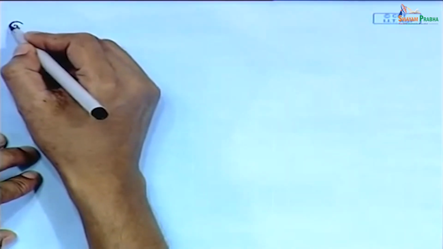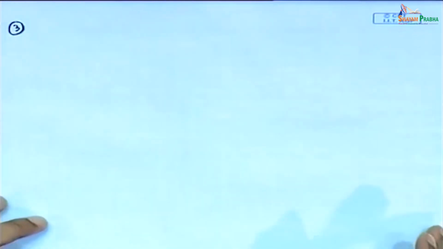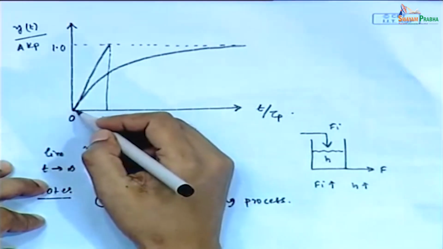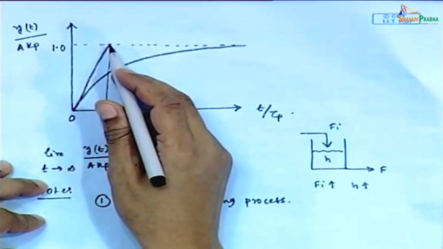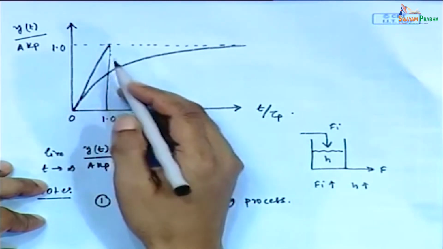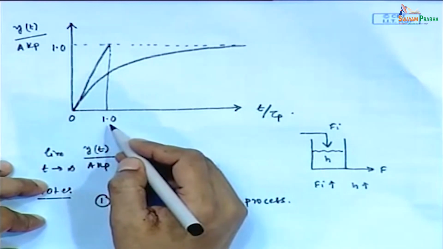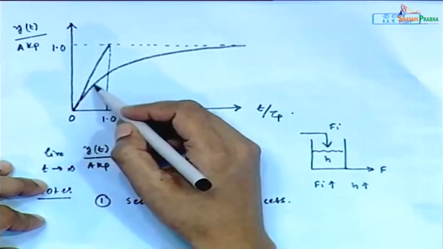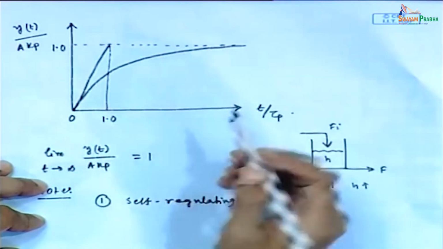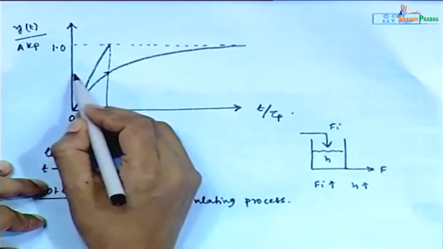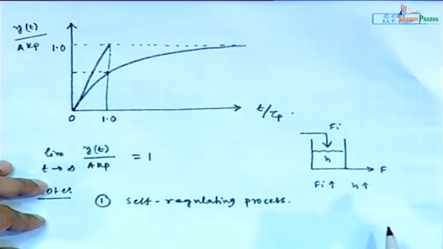But what happens originally? I mean, if we see this plot, if this is the response, then only the final steady state value we obtain at t equal to infinity, but that is not the original case. The dynamic response is this one. So, at t equal to tau p, how much is the y t by a k p value? Can we calculate that?